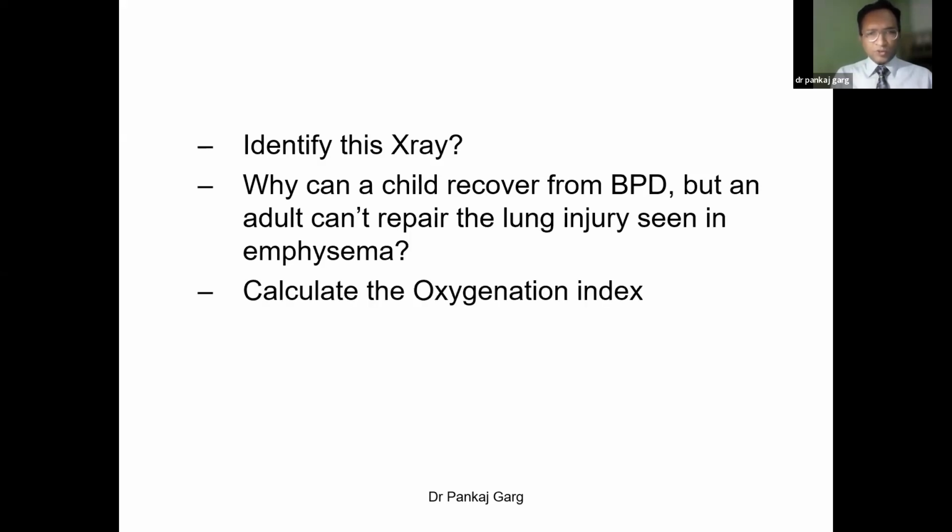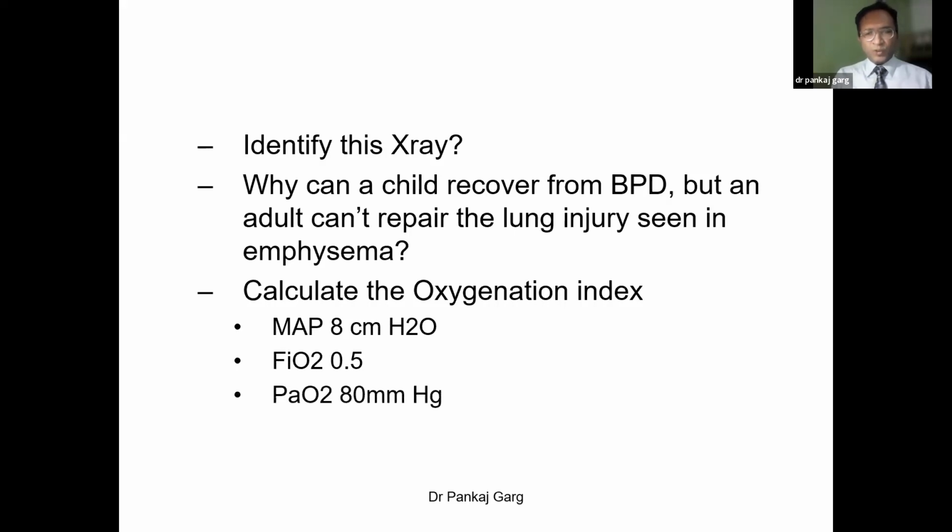And can you calculate the oxygen index of this patient? MAP is 8 centimeter of water, FiO2 is 0.5, and PO2 is 80 millimeter of mercury. Just calculate the oxygenation index. Can you show the X-ray again, please? So I will show you once more, but just right now calculate the oxygenation index, then I show you the X-ray again. The simple calculation for oxygen index, MAP into FiO2 divided by PO2. So I think most of you have picked it correctly.